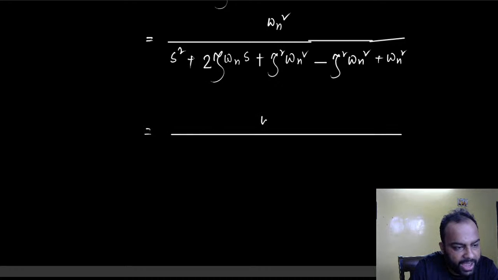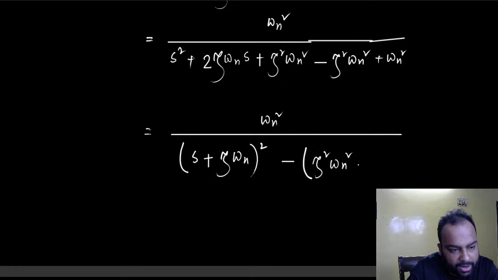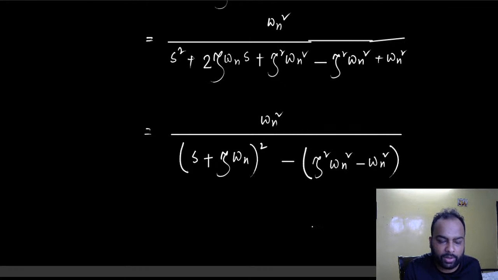Fine. So on the numerator we have omega n square. Now this entire term becomes s plus zeta omega n whole square. And what about these terms? If I take a minus sign common out of this, I would have zeta square omega n square minus omega n square. Now look at this quantity very carefully.